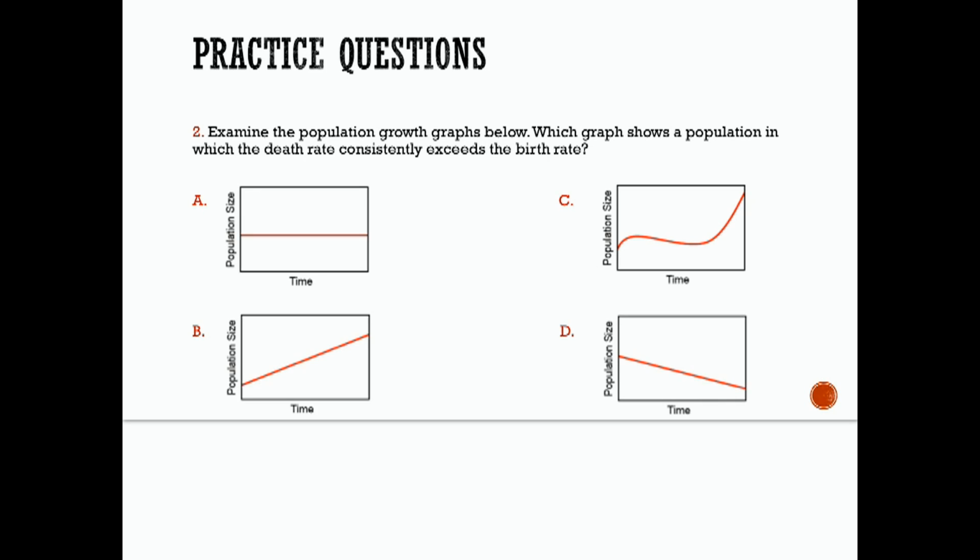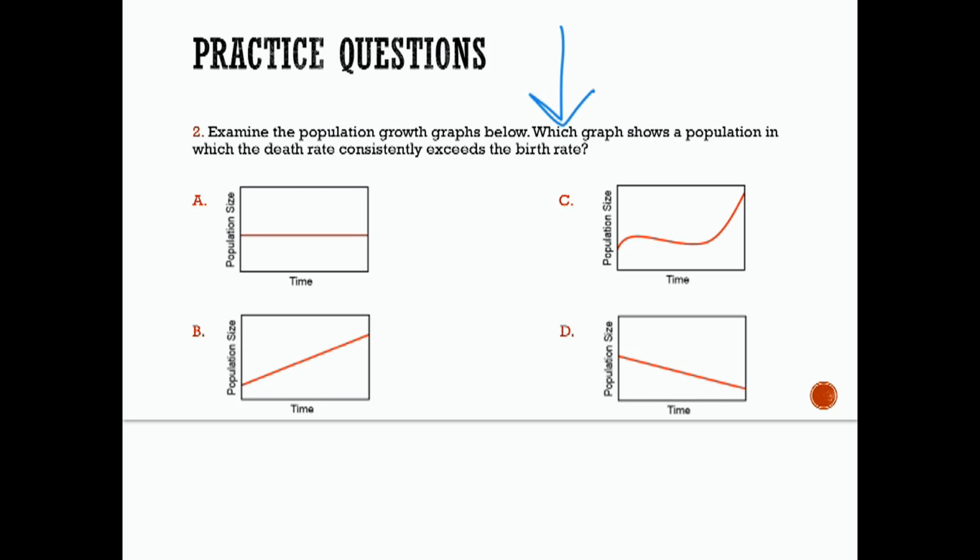Number 2, examine the population growth graphs below. Which graph shows a population in which the death rate consistently exceeds the birth rate? Okay, consistently exceeds the birth rate. So the death rate is higher than the birth rate. Okay, if the death rate is higher than the birth rate, then the population size should be going down. If more organisms are dying than are being born, then the population size should be going down.